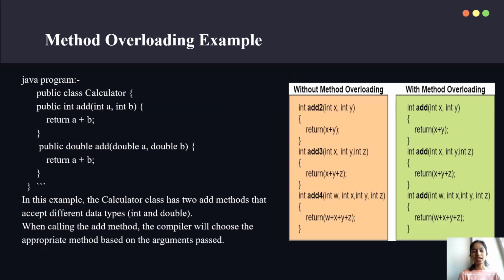Method overloading example. Here we can see the Java program. Public class Calculator, public int add(int a, int b), return a plus b. Public double add(double a, double b), return a plus b. In this example, the Calculator class has two methods that accept two different data types, int and double. When calling the add method, the compiler will choose the appropriate method based on the arguments passed.